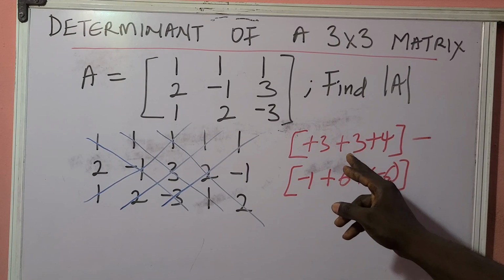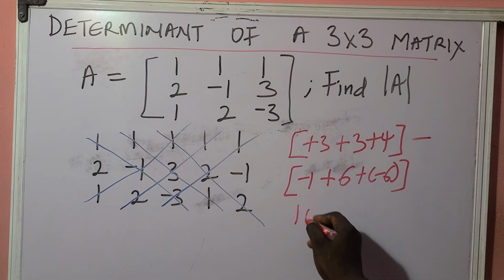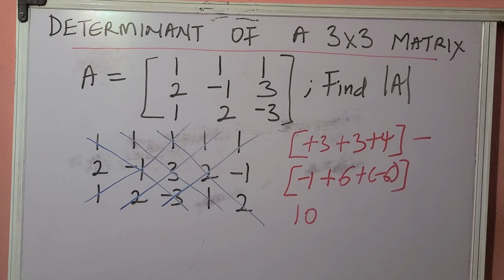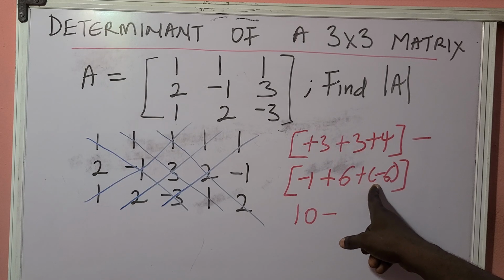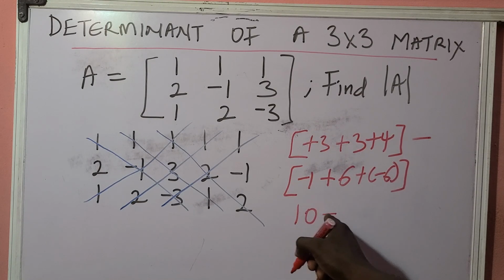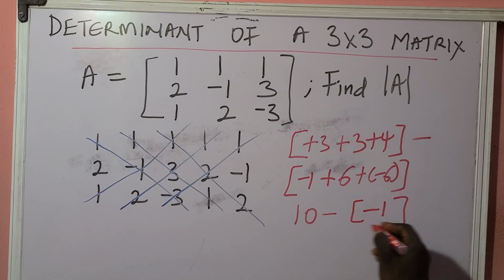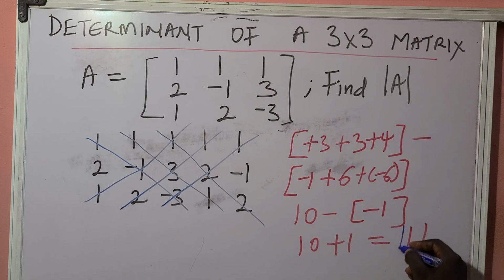So what we have here is 7 plus 3, this is 10, minus, this will give us 6 minus 6, that will be 0, minus 1. So you'll be left with 10 minus minus 1. This will be 10 plus 1, which will give us 11. And that is it. We have been able to find the determinant of our matrix as 11.